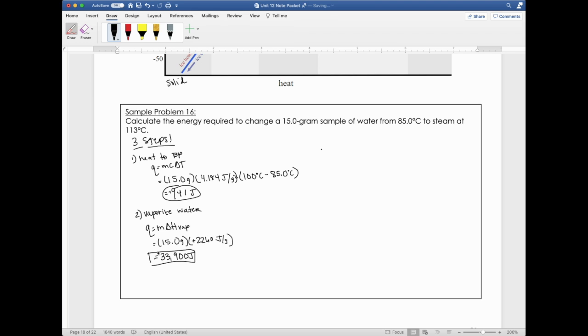At that point, I've gotten all of that sample of water from 85 degrees, and now it's all a gas, but it's still at 100 degrees. Now I have to raise it to 113. So step 3 would be to heat the vapor. Because I'm heating the vapor, I'm going to use Q equals MC delta T again. Mass is still 15 grams.